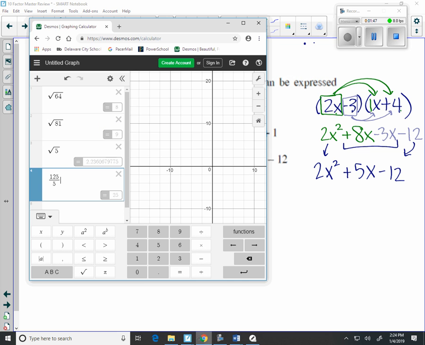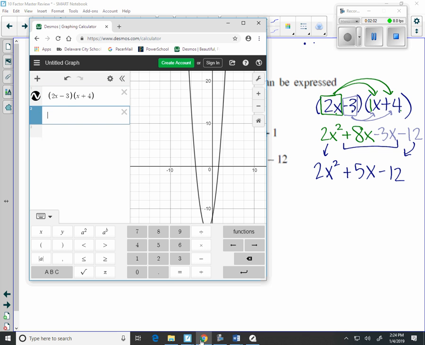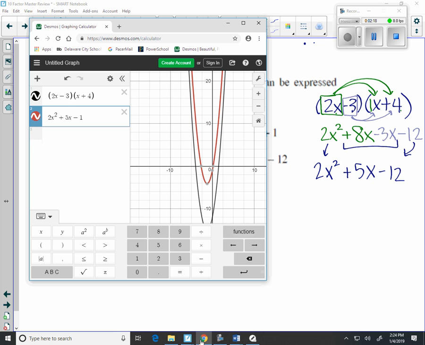Just like we checked our factoring problems, we can check our multiplying problems as well. You can put in your original problem, which is 2x minus 3 times x plus 4, and put in your final answer there, 2x squared plus 5x minus 12, and make sure those graphs are right on top of each other. And they are. You would be able to see if they didn't match up. Like when I don't have the 12 in there, when I just have minus 1, they don't match up.